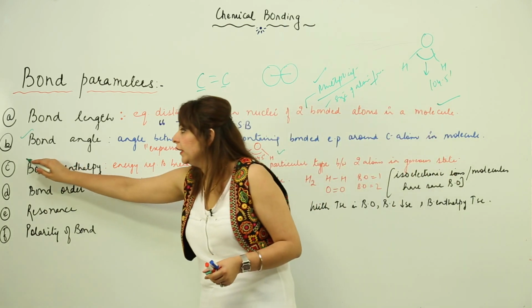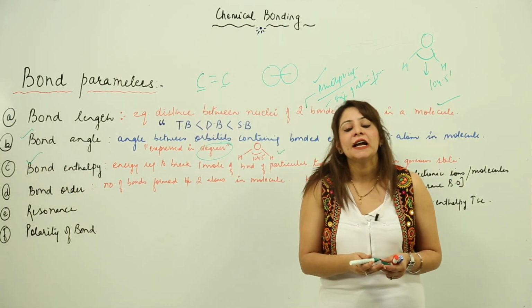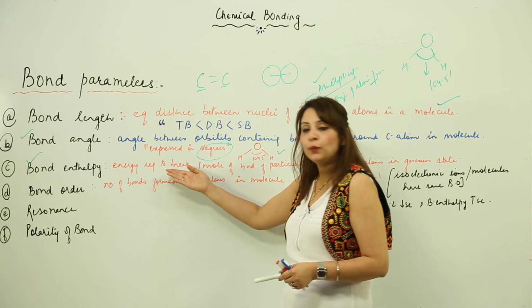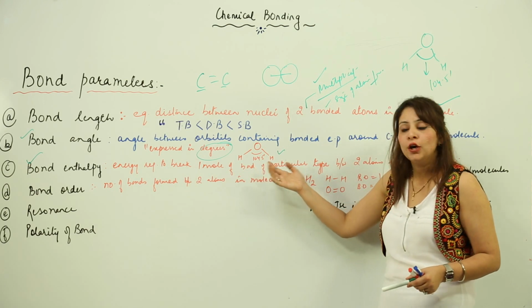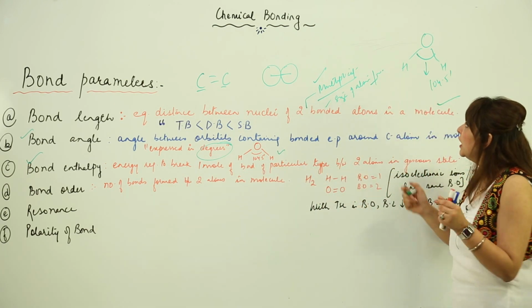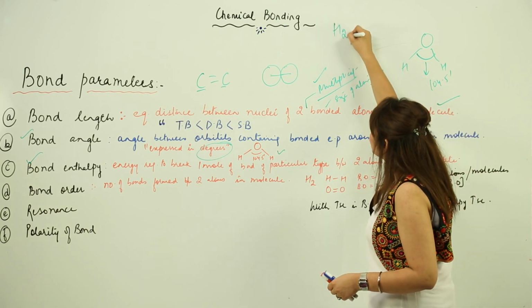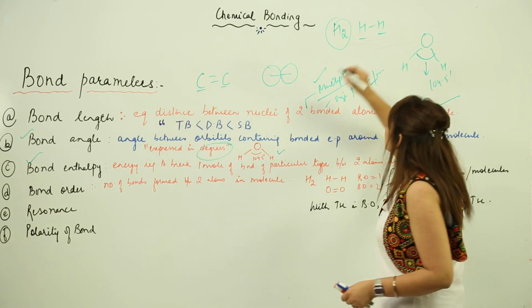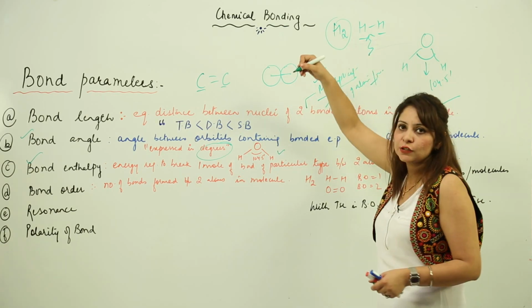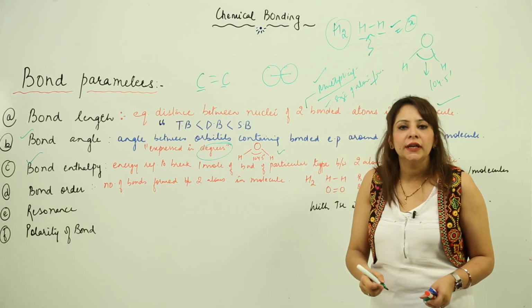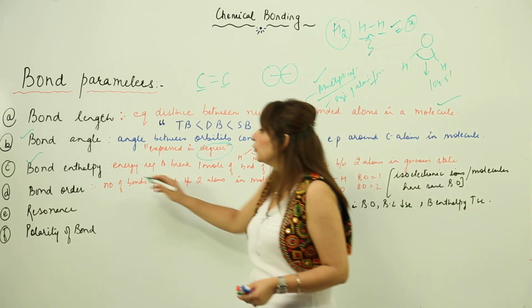Third we have the bond enthalpy. As the name suggests, it is the energy required to break the bond, right? It is the energy required to break 1 mole of bonds of a particular type between two atoms in the gaseous state. Suppose I have hydrogen, in which two hydrogens are linked by this bond. The energy which we supply to break it, let's say X, will be the bond enthalpy, right? So this is our bond enthalpy.